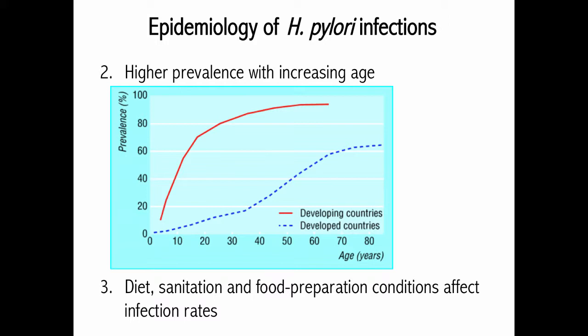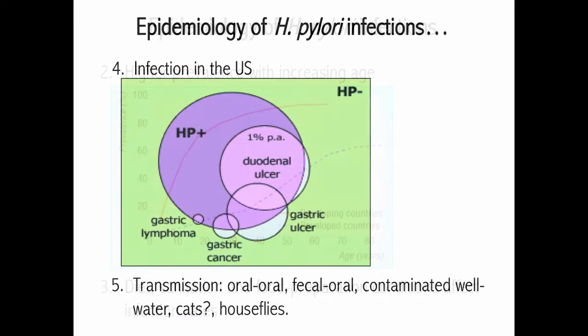Generally, overall, poor sanitation, low social class, and crowded living conditions all increase the incidence of infection. So that is our second and third points regarding the epidemiology of pylori.